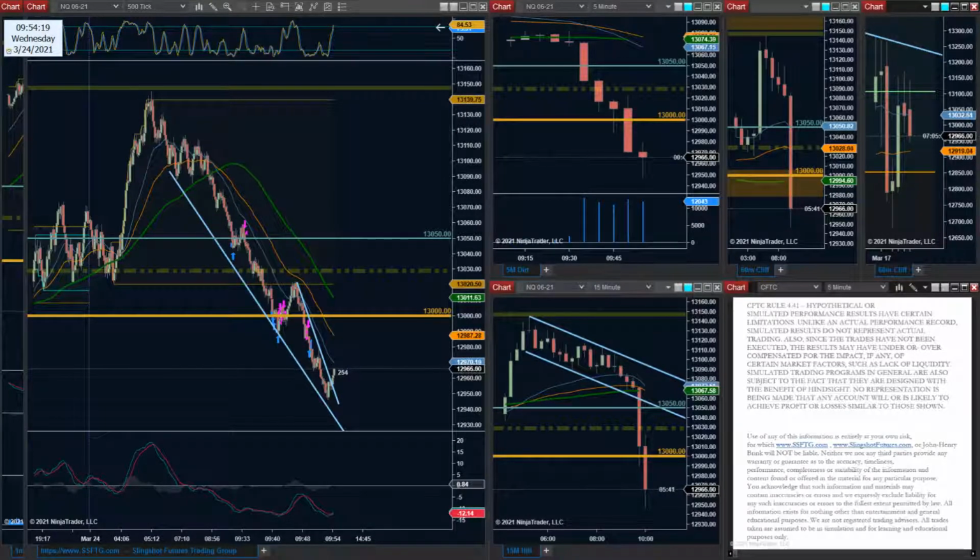Bitcoin, beautiful flush back down to 56,400s before bouncing $300 off of the low, right back up again. Jeez.